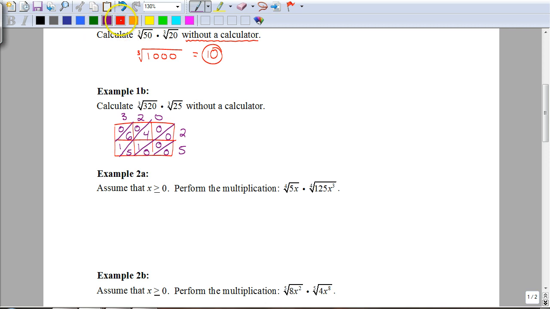Now what you do with each of these diagonals is add up the numbers in that lattice. So in this lattice here, I just have the number 0. In the next lattice, I have the number 0. In the next lattice, I'm adding these numbers up. 5 plus 1 is 6, plus 4 is 10. Now I have to carry the 1 over to the next lattice. So now I add those together. 1 plus 6 is 7, plus 1 is 8, and then 0 is going to be in the last lattice. So when I take 320 times 25, that gives me 8,000.